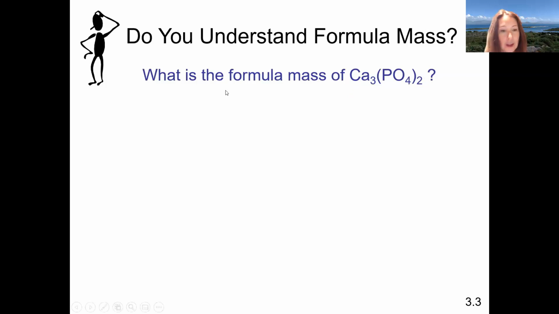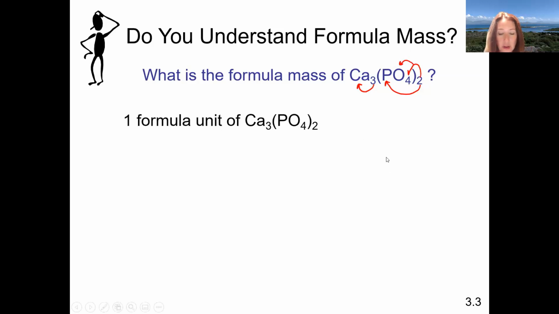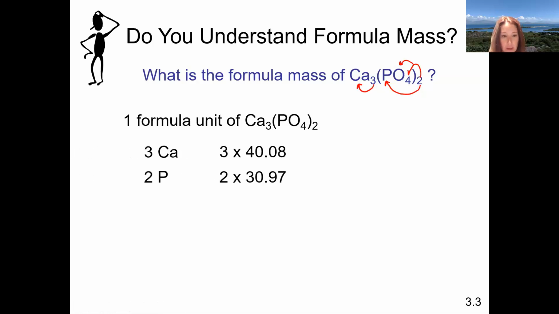It's fine with me. Okay, so for this one I want to do it because it is a little bit trickier. This is 3 calciums, 2 phosphoruses, and 2 times 4, 8 oxygens. Calcium, when you look at the periodic table, is 40.08, phosphorus is 30.97, and then there are 8 oxygens. So it's like the distributive property in math.